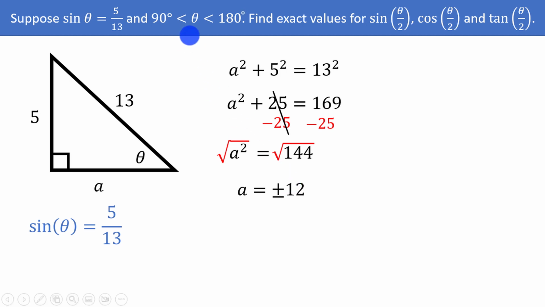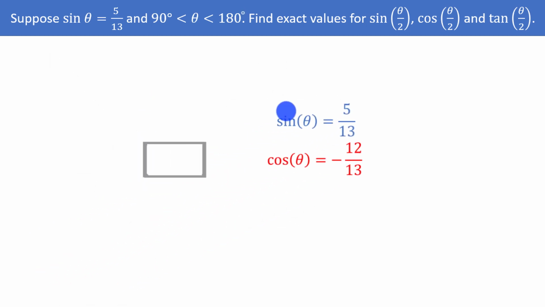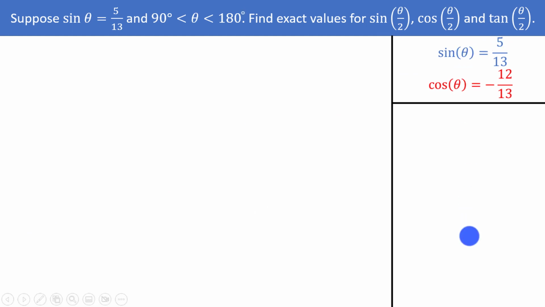Since we are in quadrant 2, and a represents the x coordinate, we should take the negative square root. So a is equal to negative 12. We can put this value onto the triangle. Cosine of theta is adjacent over hypotenuse, or negative 12 over 13. At this stage, we are ready to solve for our half-angle identities.